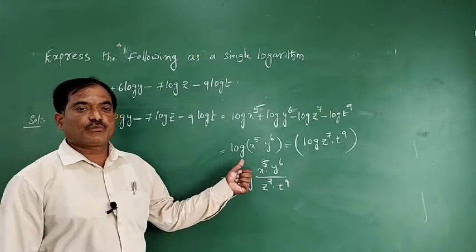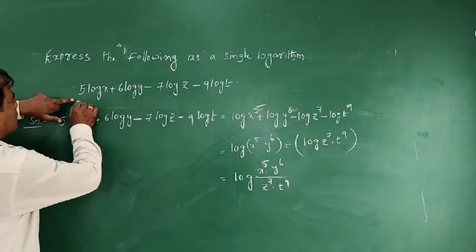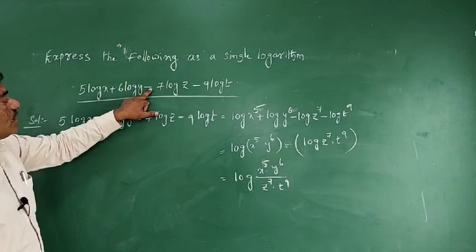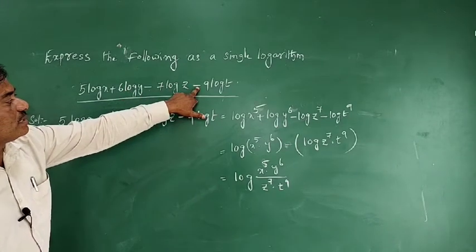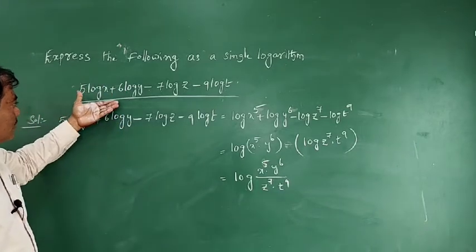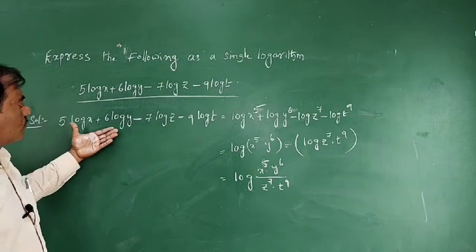So this is one more problem. Express the following as a single logarithm. This is the given function: 5 log x plus 6 log y minus 7 log z minus 9 log t. We have to write this as a single logarithmic function. First we have to write this one.